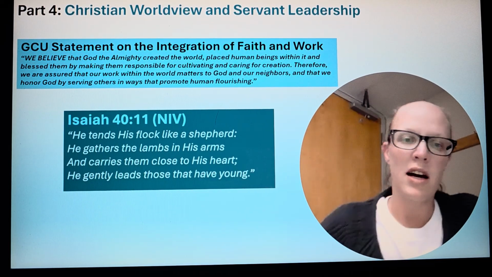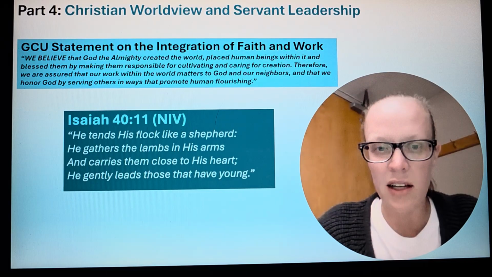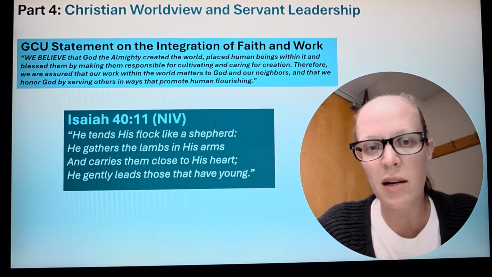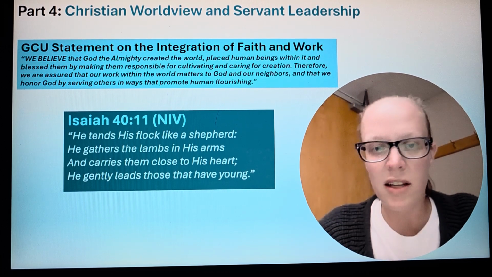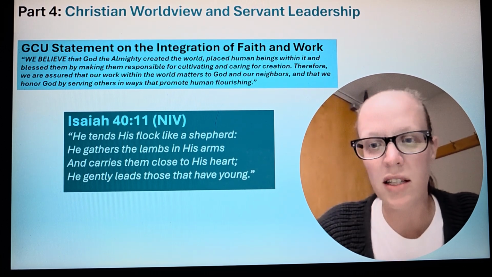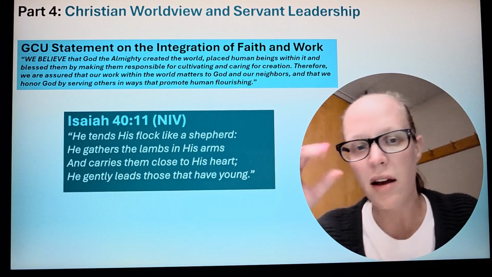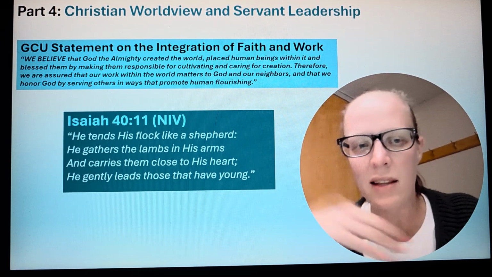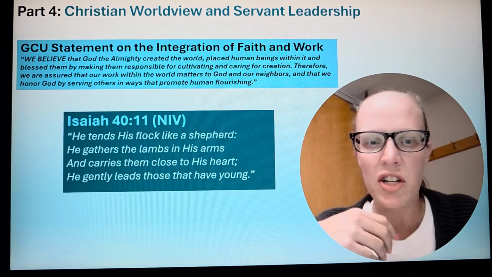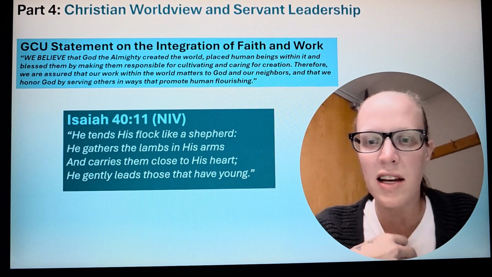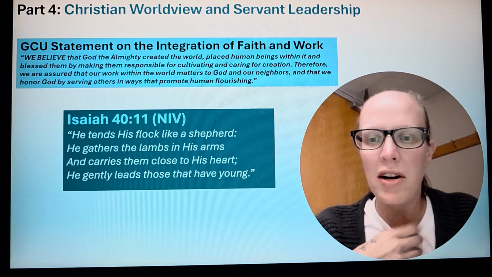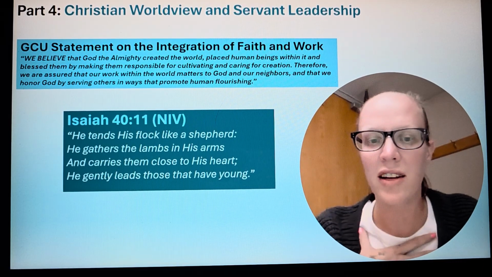To me, God does tend his flock like a shepherd, and that is all of us. And he protects us and he guides us. And he does gather all of these kiddos in his arms, and he carries them right close to his heart and guides them through life. And then the part that really got to me, he gently leads those that have young. These kiddos aren't our children per se, but they are our kids.